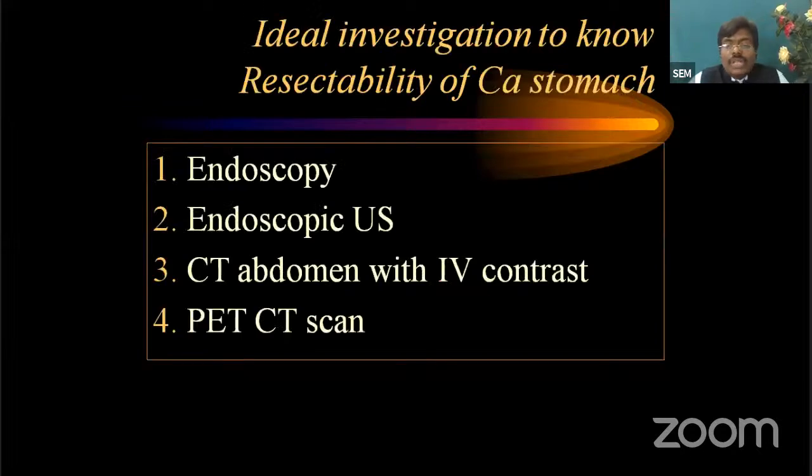Yes, okay. So now there are five questions. Ideal investigation to know resectability of CA stomach. Which one will you choose if it is for your final year exam? It is not a NEET exam standard, it is less than that, very simple. The options: endoscopy, endoscopic ultrasound, CT abdomen with IV contrast, PET CT. Choose CT abdomen with IV contrast, because it gives you not only the TNM staging and resectability, but also, very importantly, vascular invasion and local invasion, both easily diagnosed. Very important is IV contrast, because only then will the vessels be delineated nicely.